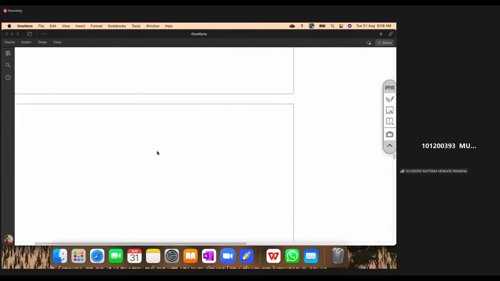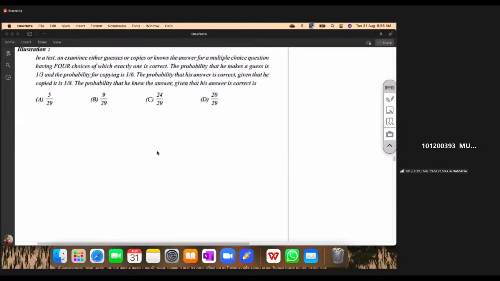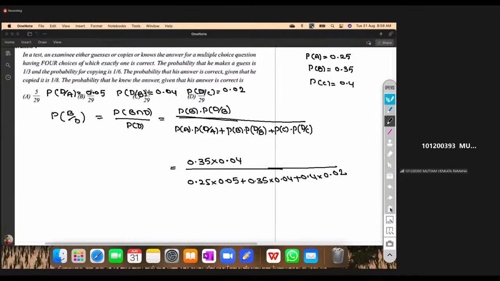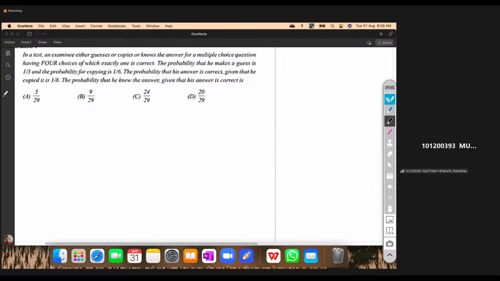See, you need to look at that one simply. Yes. Look at this one. In a test, an examinee either guesses or copies or knows the answer for a multiple choice question having 4 choices. This is completely related to you people when you are writing the weekend exam. You can look at it now.